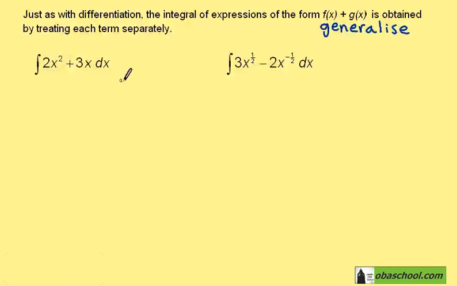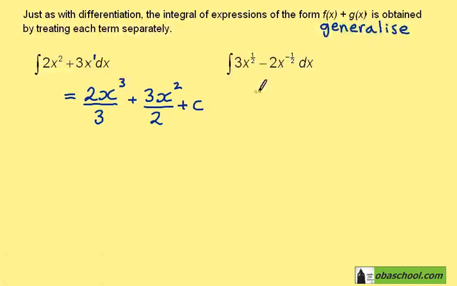If we consider this example, we would integrate the 2x squared, increase the power by 1, and divide by the new power. And remember that there's a power of 1 here that we don't normally write. We increase the power by 1 and divide by the new power and add the constant.